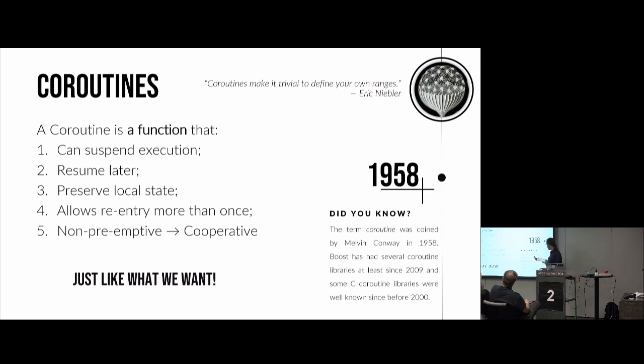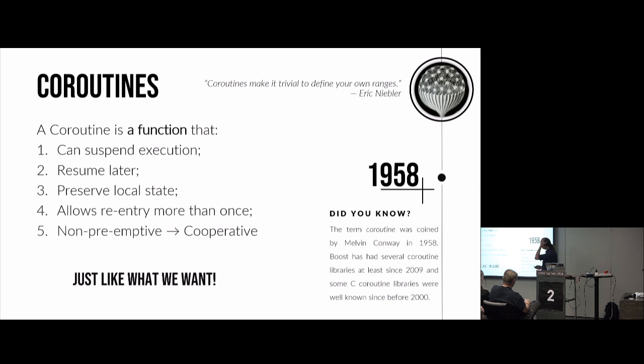The concept goes back to 1959, when the term was first coined. And in fact, Boost has had several coroutine libraries since at least 2009. So this is not a new concept. And I've seen coroutine libraries for C, especially for things like generators, like we're going to talk about, that are essentially from before the year 2000. So it's not a new concept, and it's not a new solution, in the sense that people have known and worked with coroutines before.